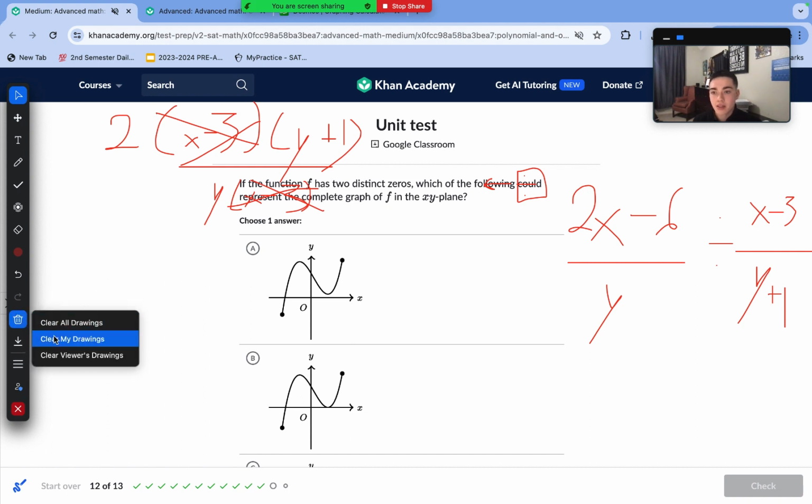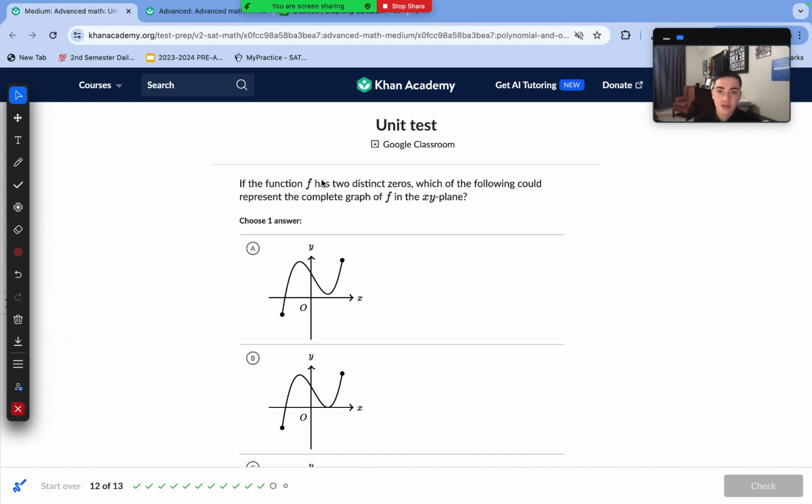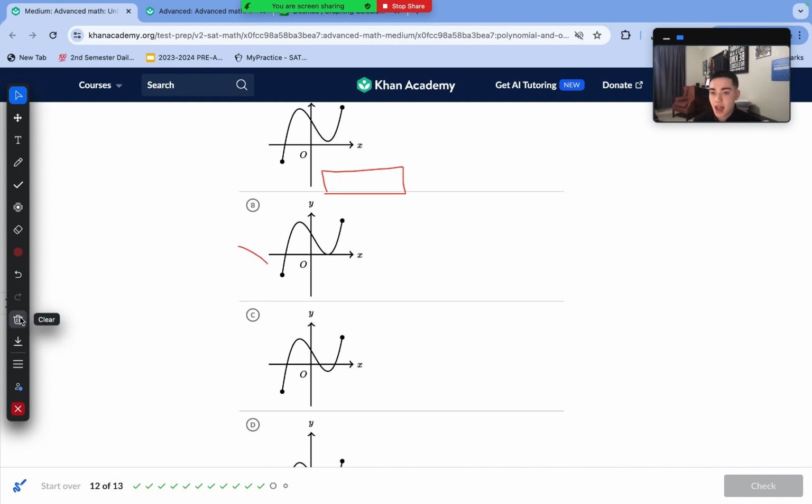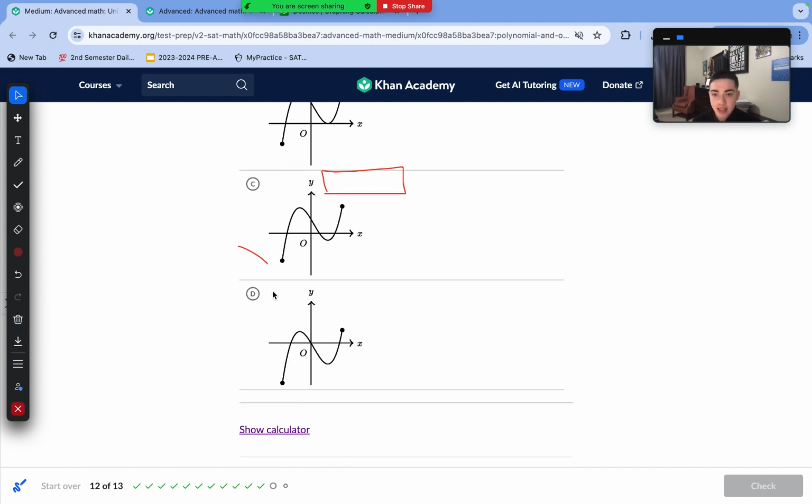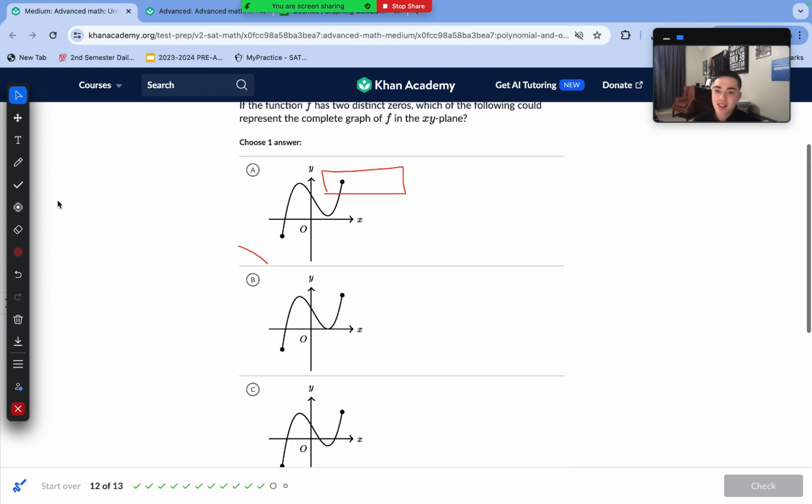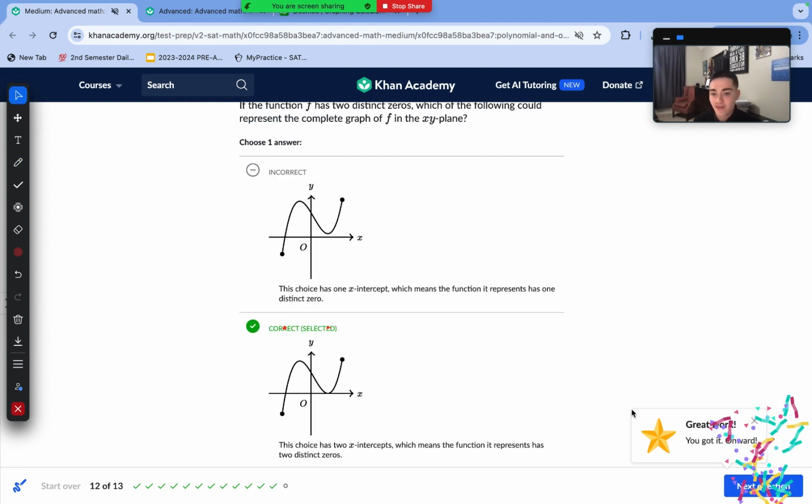Okay, if the function has two distinct zeros, which of the following represents the complete graph of f in the coordinate plane? So two distinct zeros means two x-intercepts here. A just has 1, and C has 3, and then D has 3. That means answer choice B right here. We just have two distinct. We have an x-intercept here and an x-intercept here. So that means it is the answer for this question.